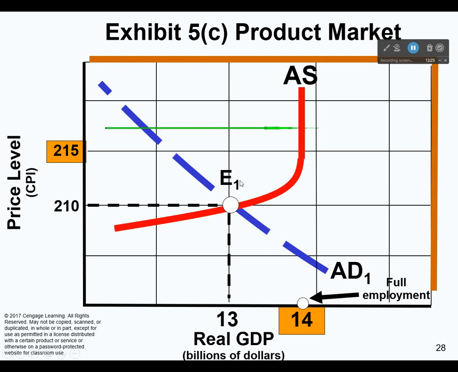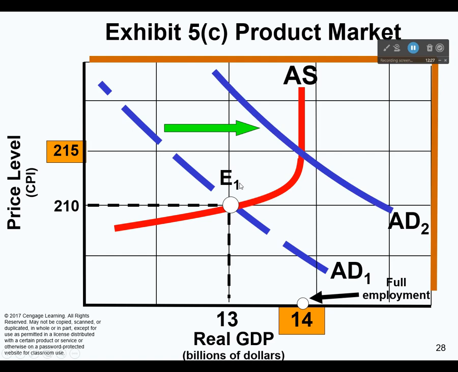As interest rates drop, that causes investment spending to increase, which increases aggregate demand from AD1 to AD2. Okay. We move up the aggregate supply curve from E1 to E2. Prices have gone up. The price level's gone up from 210 to 215 in this example. And real GDP increases from 13 to $14 billion.